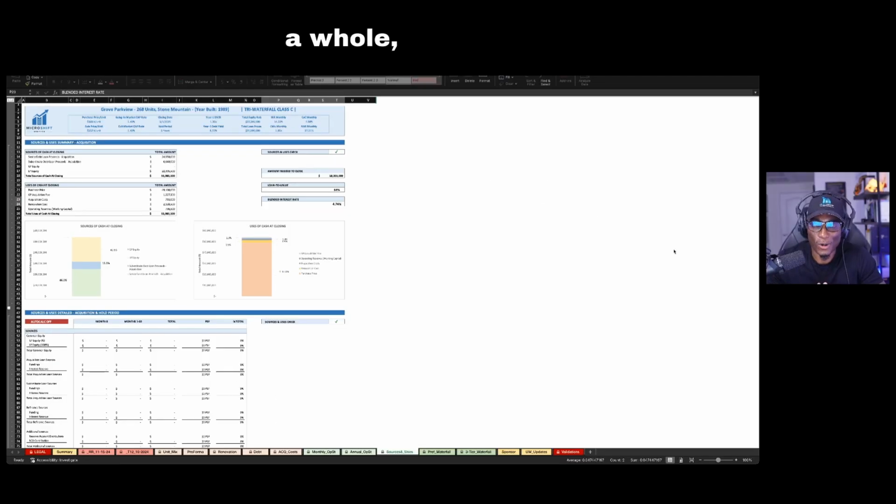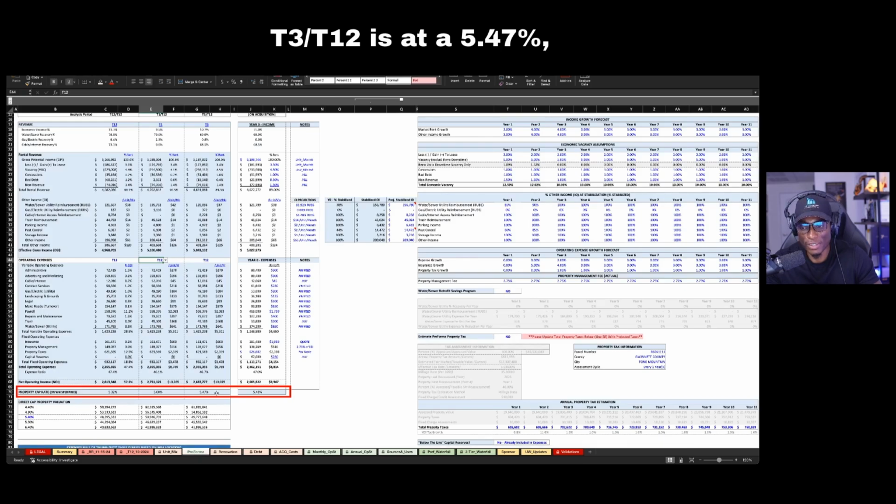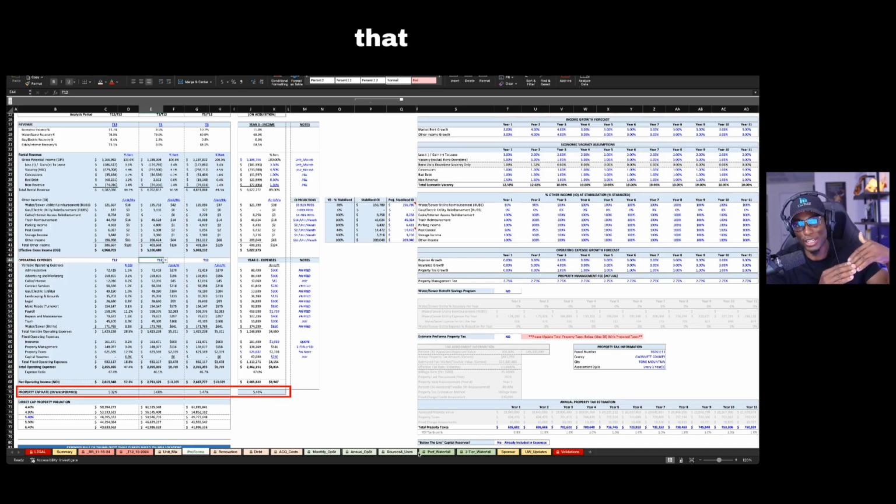Looking at this deal as a whole, the market cap rate is at 5.3%. Our historical cap rate for the T3, T12 is at 5.47%. The year zero is at 5.43. The debt at 4.74%, so lower. We talked about that premium.